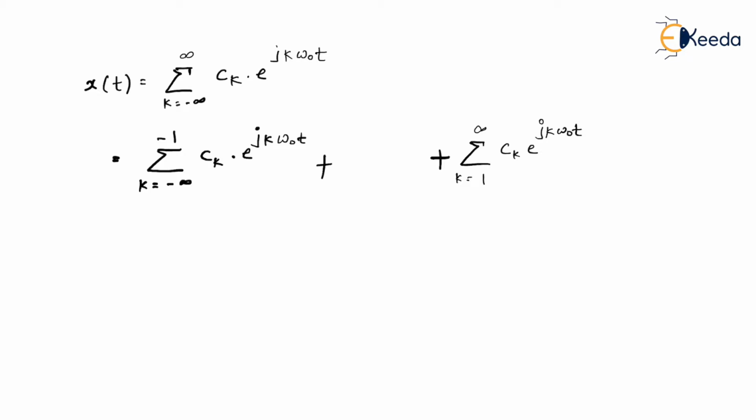And not only for negative and positive values, k should also be equal to 0, because when I say k ranges from minus infinity to plus infinity, it includes k equal to 0. But see what happens when you substitute k equal to 0. Then ck becomes c naught, am I right? And e to the power 0 is 1. So we do not need to mention a summation operator there, because it is obtained only at k equal to 0, a single value. So this is just the expansion of x of t, the complex exponential Fourier series.